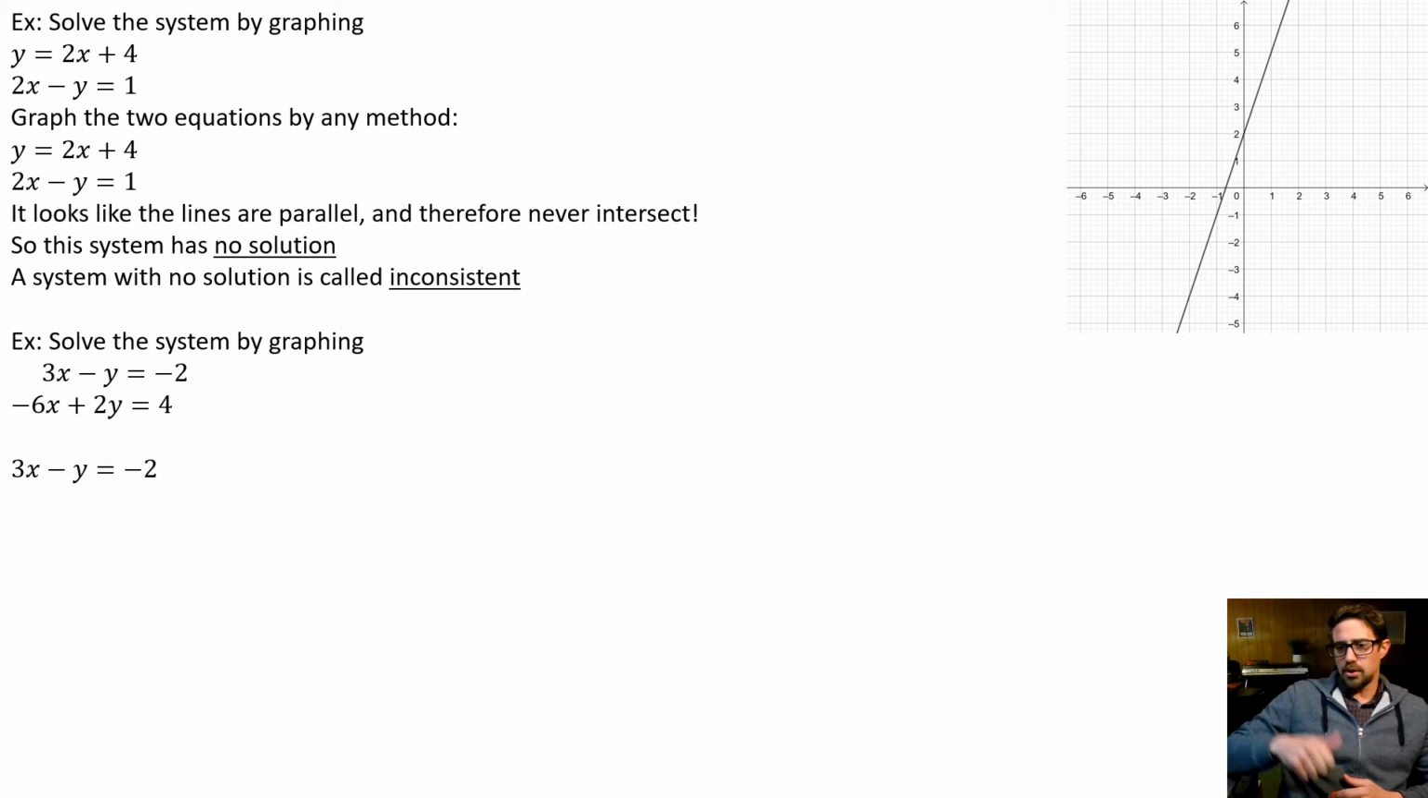There's the first one. Okay, so I threw it up on the screen. That one looks like a slope of 3, yeah, slope of 3, intercept of 2. And here comes the second one. That's not a mistake. There's the graph of -6x plus 2y equals 4.